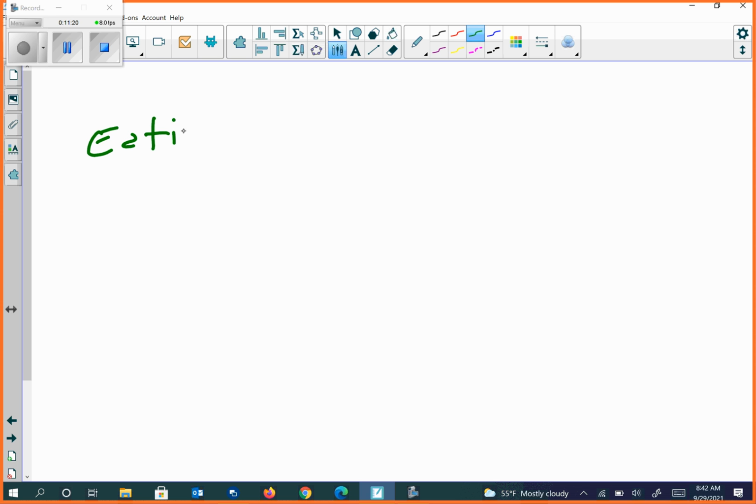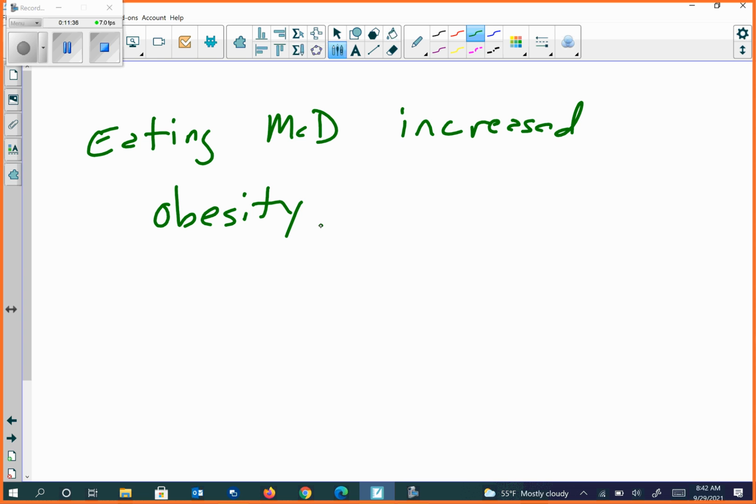Let's make one. Eating McDonald's increased obesity. Okay, so that's kind of a causation. That says that McDonald's has made people fat. Okay, so how could you make this more of a correlation?